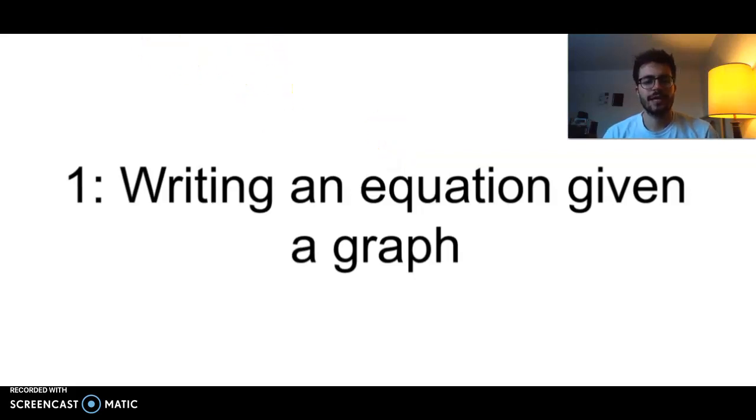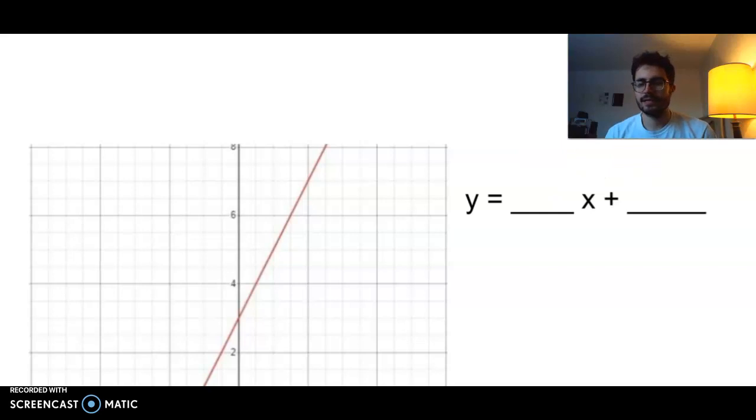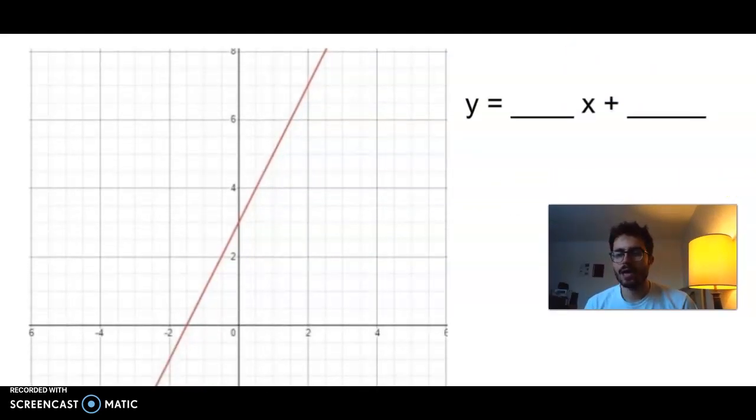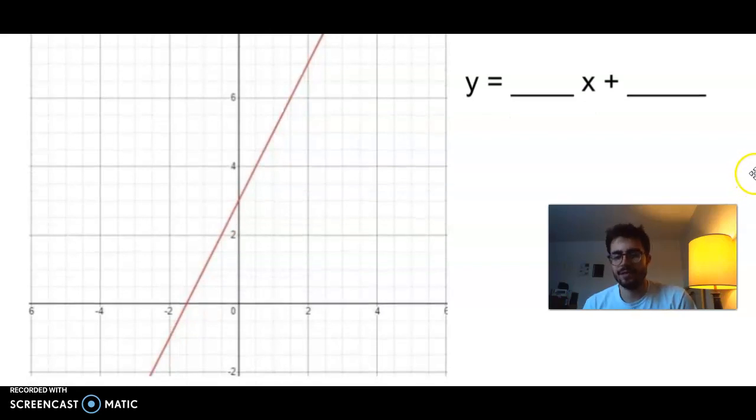Hey everyone, so today we're talking about writing an equation given a graph. So let's look at this graph. What we've done in the past is we had an equation and we wanted to graph the equation. So here we have the graph, but we want to write the equation.